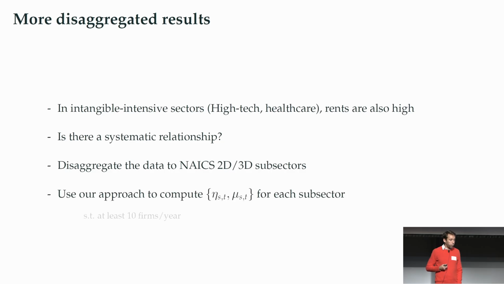So we're going to break down the data into NAICS 3-digit subsectors, so essentially break down each of the large 5 sectors into constituent subsectors. And then for each subsector, we're going to compute the intangible intensity year by year and the rents parameter or the markup parameter year by year.